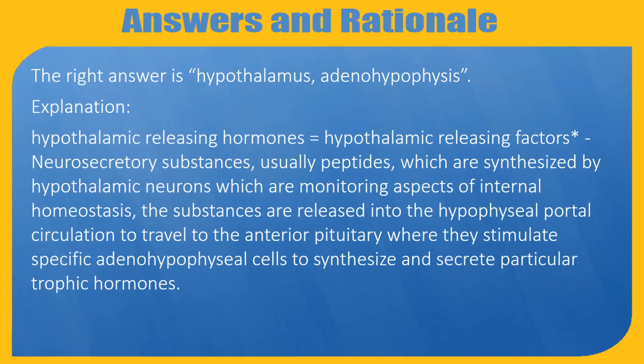Explanation: hypothalamic releasing hormones, also called hypothalamic releasing factors, are neurosecretory substances, usually peptides, which are synthesized by hypothalamic neurons which are monitoring aspects of internal homeostasis. The substances are released into the hypophyseal portal circulation to travel to the anterior pituitary, where they stimulate specific adenohypophyseal cells to synthesize and secrete particular trophic hormones.